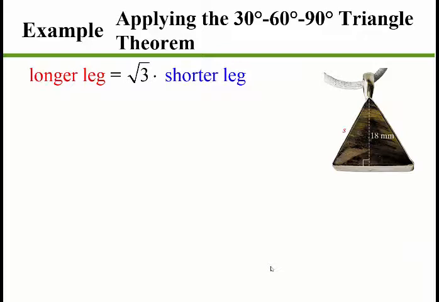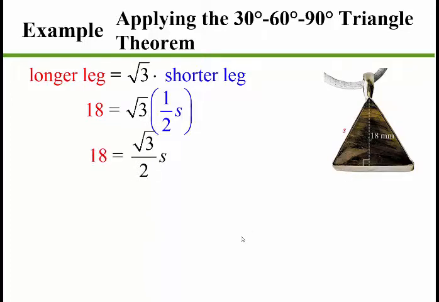All right, so I got the longer leg is equal to square root of 3 times the shorter leg. So 18 is the longer leg here, right? Times 1/2. This right here is 1/2 of this side because it's an equilateral triangle. So this cuts this side in half. So solving here, you get this. I would cross multiply, right? Or multiply both sides by the flip of this, right?